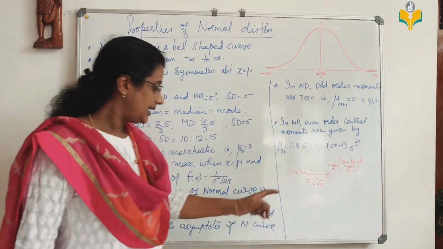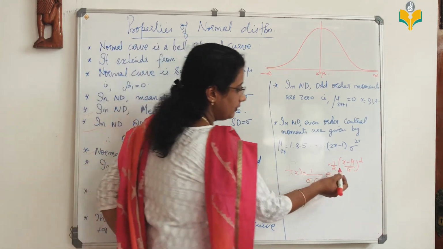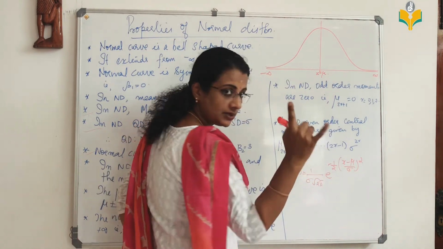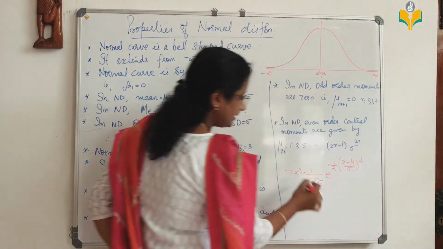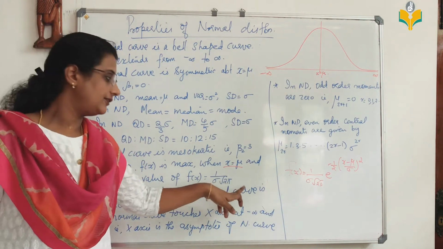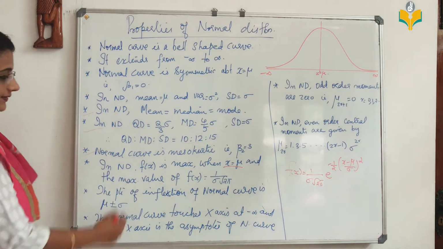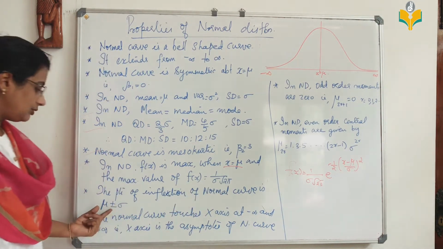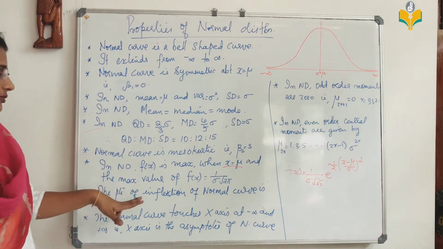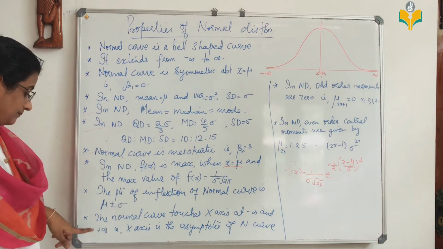If we put x equal to mu, what will we get? The whole term will become 0, e raised to 0 equal to 1. So the only remaining term is 1 by sigma root 2 pi. That means the maximum value of f of x equals 1 by sigma root 2 pi. Alright. The points of inflection of normal curve are mu plus or minus sigma. That is, in normal distribution, there are 2 points of inflection, that is mu minus sigma and mu plus sigma.